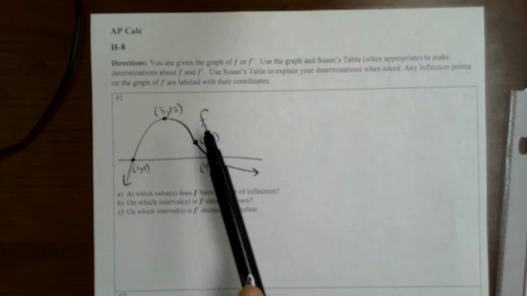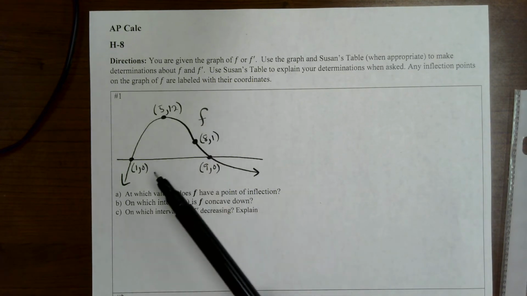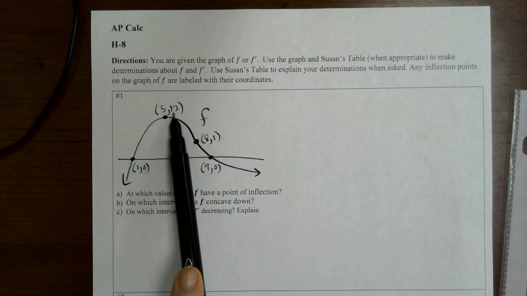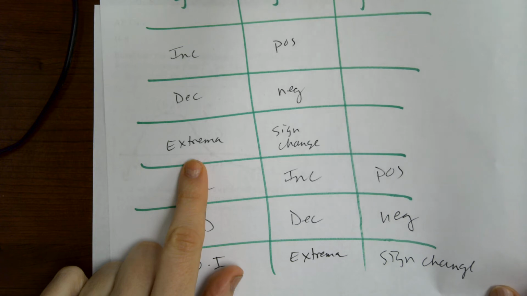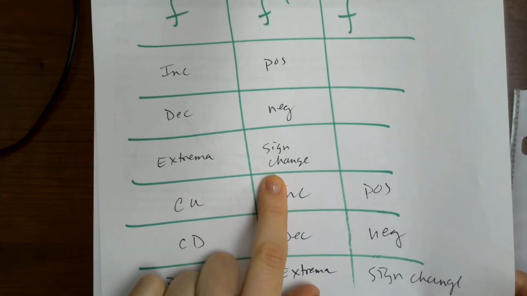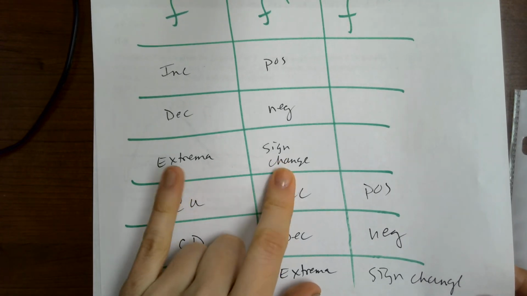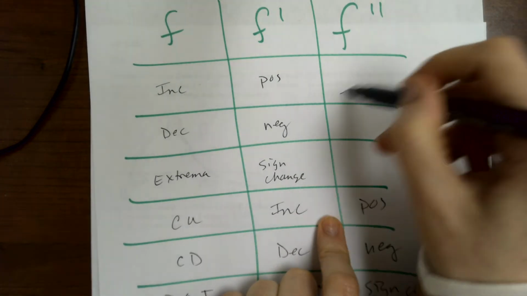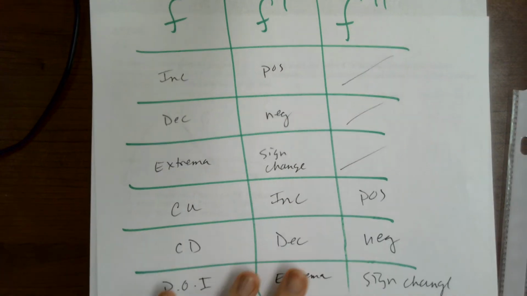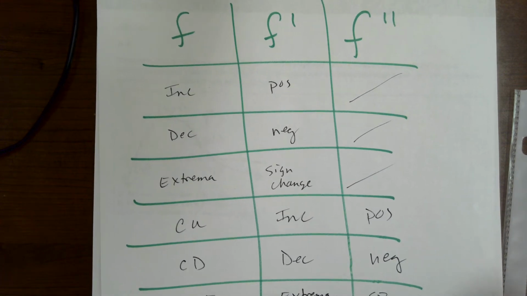Let's just look. All right, so here's F. I see that F has an extrema up here, okay? And an extrema on F is going to correspond to a sign change on F prime. So that's something that we know. It tells us nothing about F double prime. There's actually no information about F double prime for those first 3 rows.